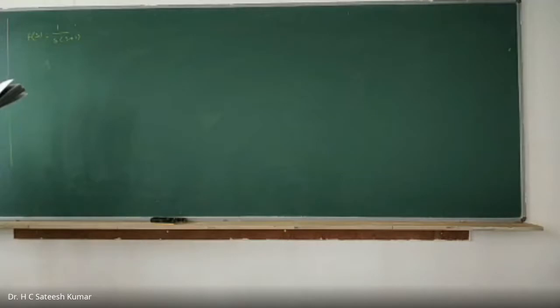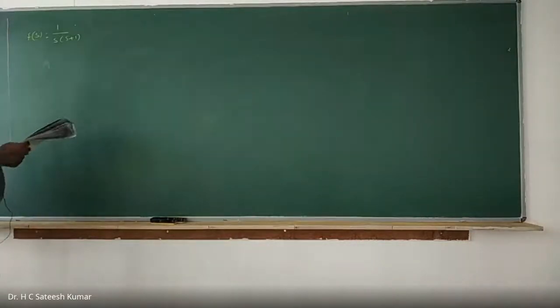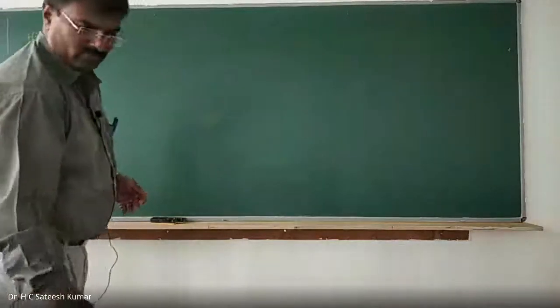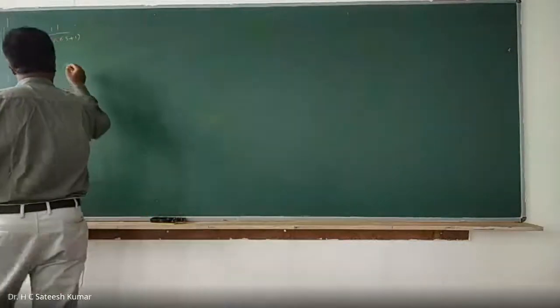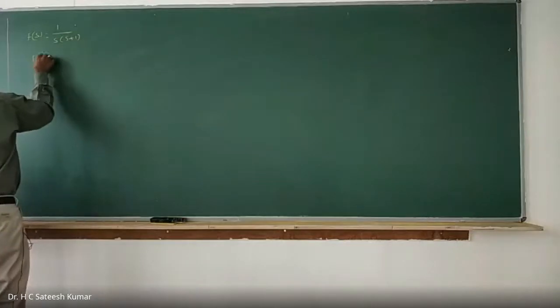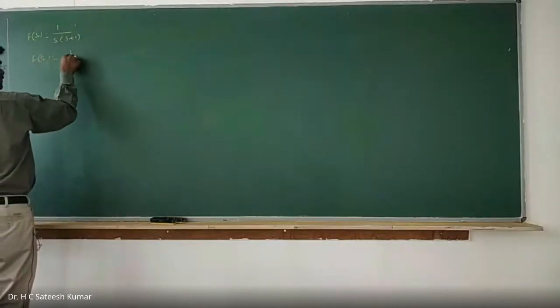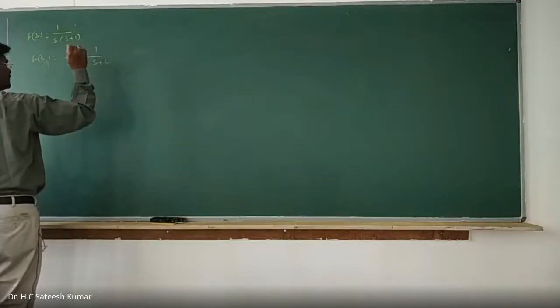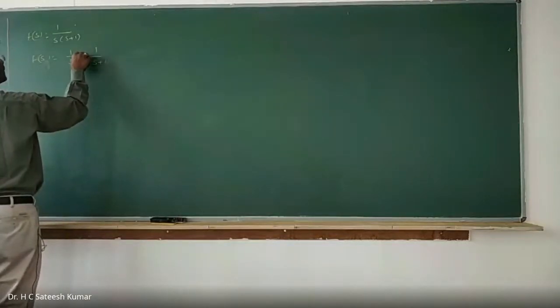And the second one is F(s) equal to s divided by (s plus 1) into (s plus 2). We should do it with the same method. Once again, this is nothing but F(s) is equal to 1 by s into 1 by (s plus 1). We should follow the same method, only the values are different.